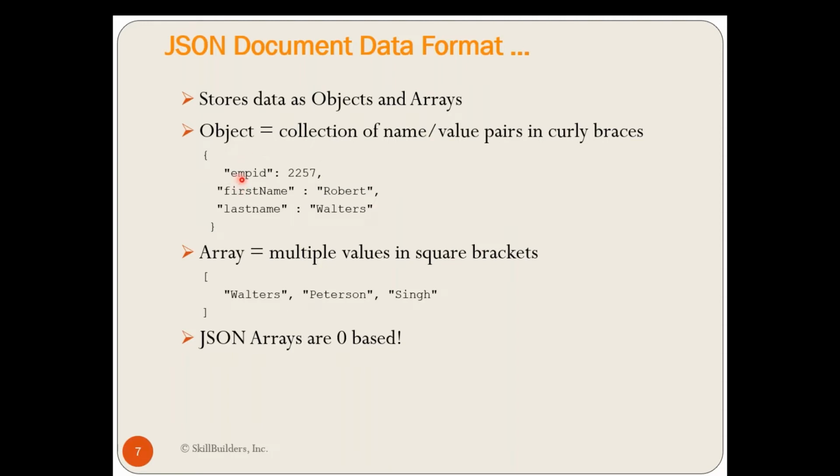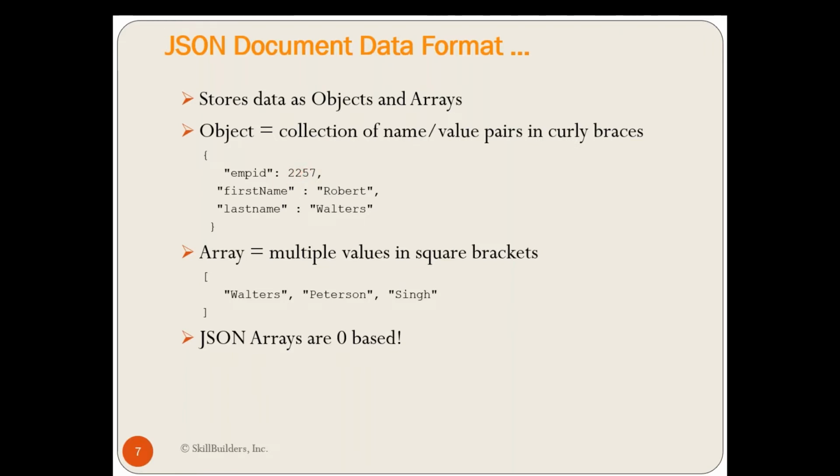So this object has three name-value pairs. Emp ID is the name, the value is 2257. First name is the name, the value is Robert, and so on. And you can have as many of these name-value pairs as you want. Okay? Now, the value can be a string, and notice the strings are in double quotes. The name is always in double quotes. You got a colon, and then if it's a string, it's in double quotes, not single quotes like SQL. Okay? If the value happens to be a number, then you can just put a number in.